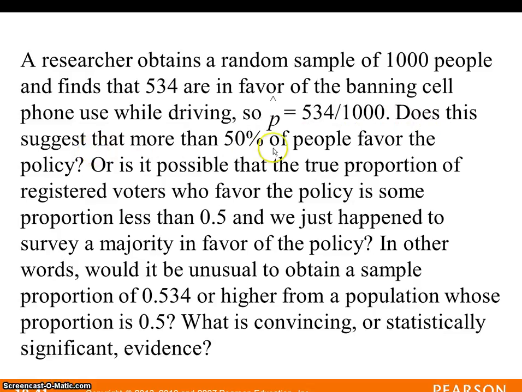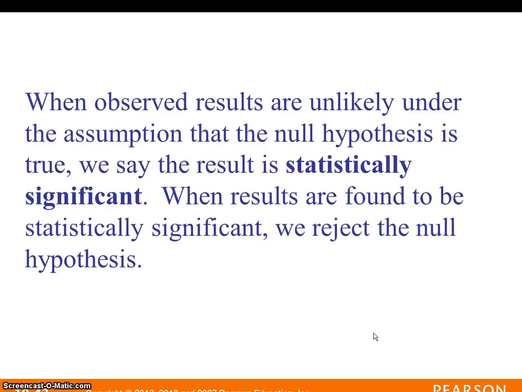So does this suggest that more than 50% of the people favor the policy, or is it possible that the true proportion of the registered voters who favor the policy is some proportion less than 50%, and our sample just happened to have a majority in favor of the policy? In other words, would it be unusual to obtain a sample proportion of 0.534 or higher from a population whose proportion is 50%, and what is convincing or statistically significant evidence? When observed results are unlikely under the assumption that the null hypothesis is true, we say that the result is statistically significant. When the results are found to be statistically significant, we reject the null hypothesis.